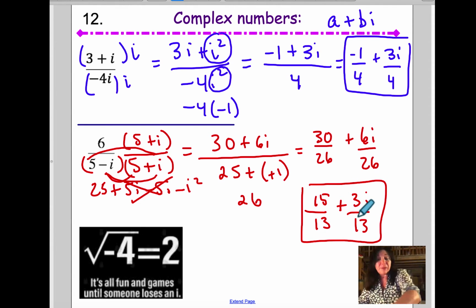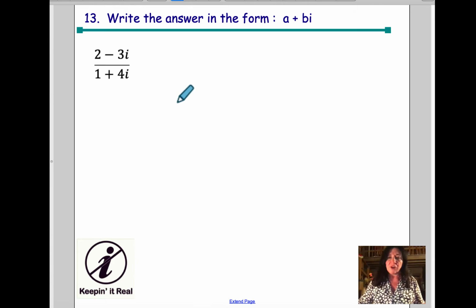That's my answer, simplified. For this problem here, very similar to the other one, except for when I multiply by the conjugate, I'm multiplying top and bottom. And just remember that if you see this like on your SAT or something like that, right, a lot of times you're going to see on the denominator something like this, negative 1 plus 4i instead of what I have here.